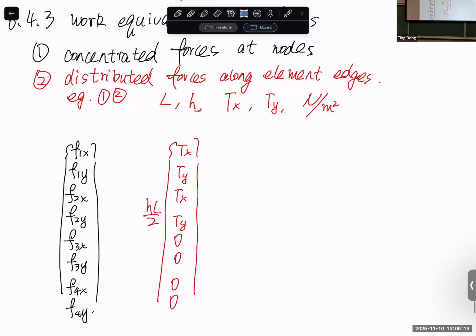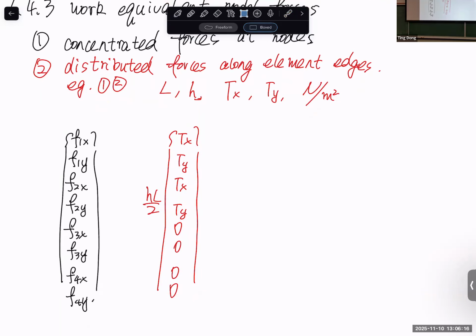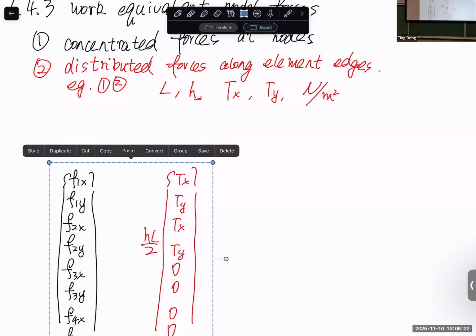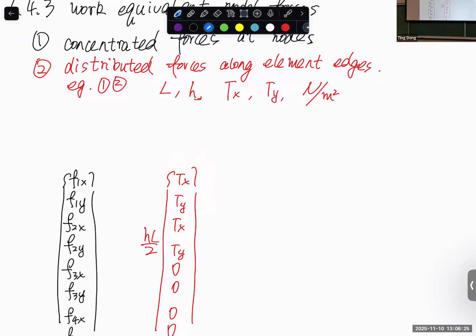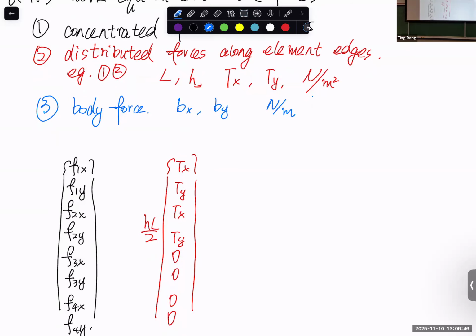The third situation, of course, is body force, the uniform distributive force over the volume. It could be body force or magnetic force. So it's very similar to the CST element. Let's say the body force I put as the x component bx, y component by. And since it's the uniform distributive force over the volume, the unit is Newton per meter cube. And we consider the area of our quadrilateral element is A, and the thickness, again, is h.